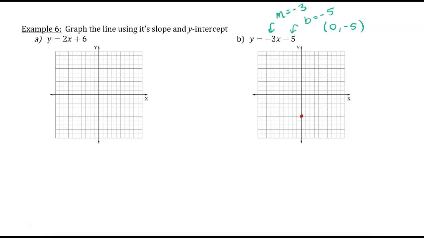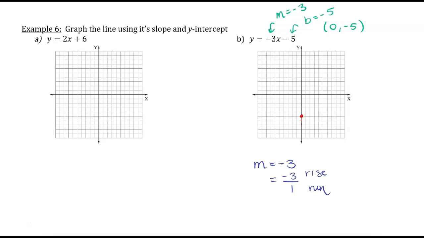Now let's use our slope to tell us which direction and how steep this line should be. We have a slope of negative 3. We could think of this as negative 3 over 1. This way we can look at it as rise over run. Starting with the y-intercept, let's do a rise of negative 3, which is down 3 units, and a run of 1. And we will have a second point.